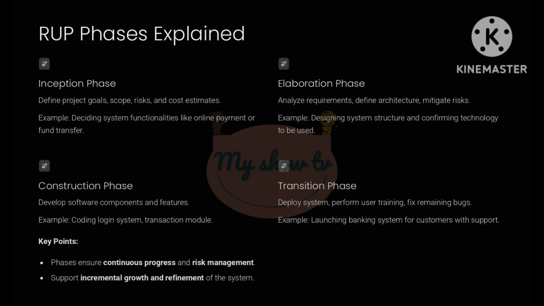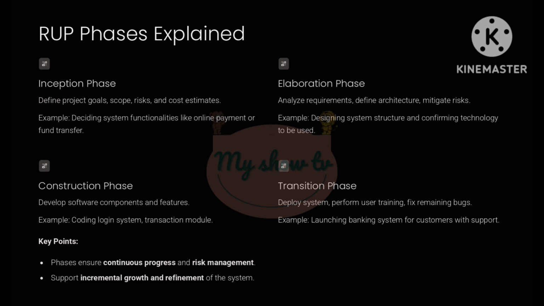Now let's dive deeper into the 4 main phases of RUP. 1. Inception phase. The goal is to define what the project is about, its scope, objectives, risks, and cost estimate. Example: if building a banking app, we define what features like transactions, account details, etc. are required. 2. Elaboration phase. Here, we analyze the detailed requirements, plan architecture, and address major risks.